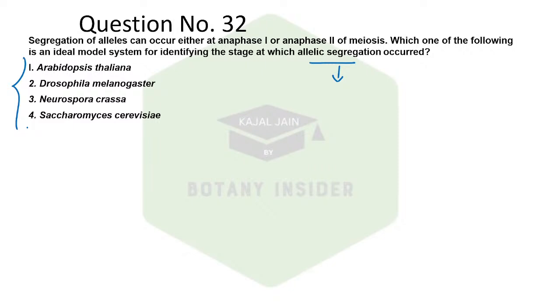Question is asking you which of the system is the ideal model system that is utilized for identifying at which stage we have the allelic segregation getting done. Very good, Sona. Others also mark the answer. Basic, straightforward, simple question. This was a part B question. You can see you get easy questions as well in the examination.